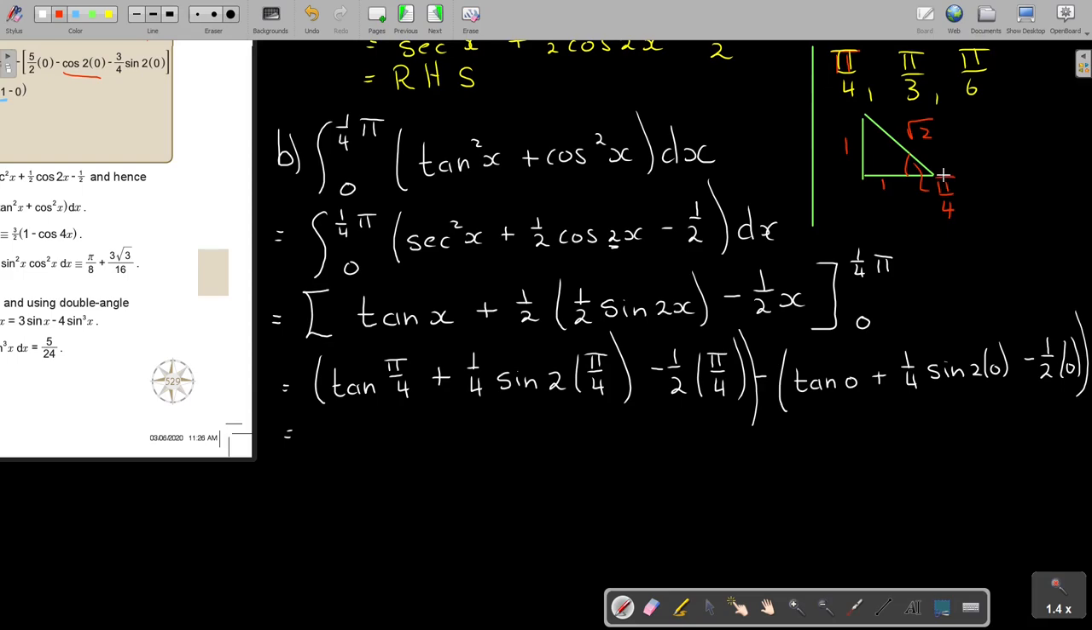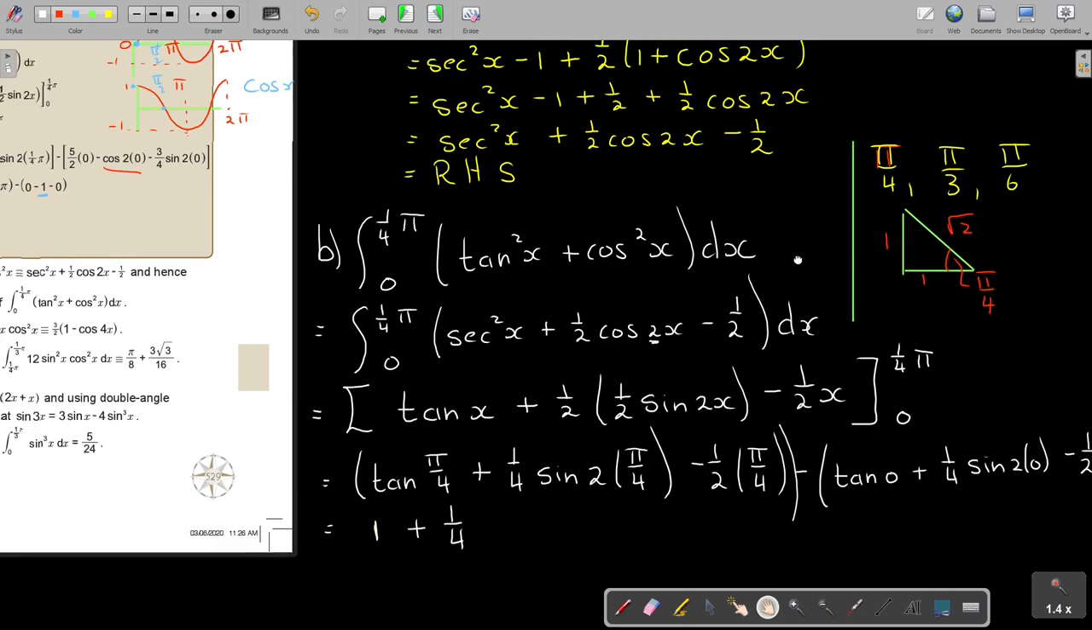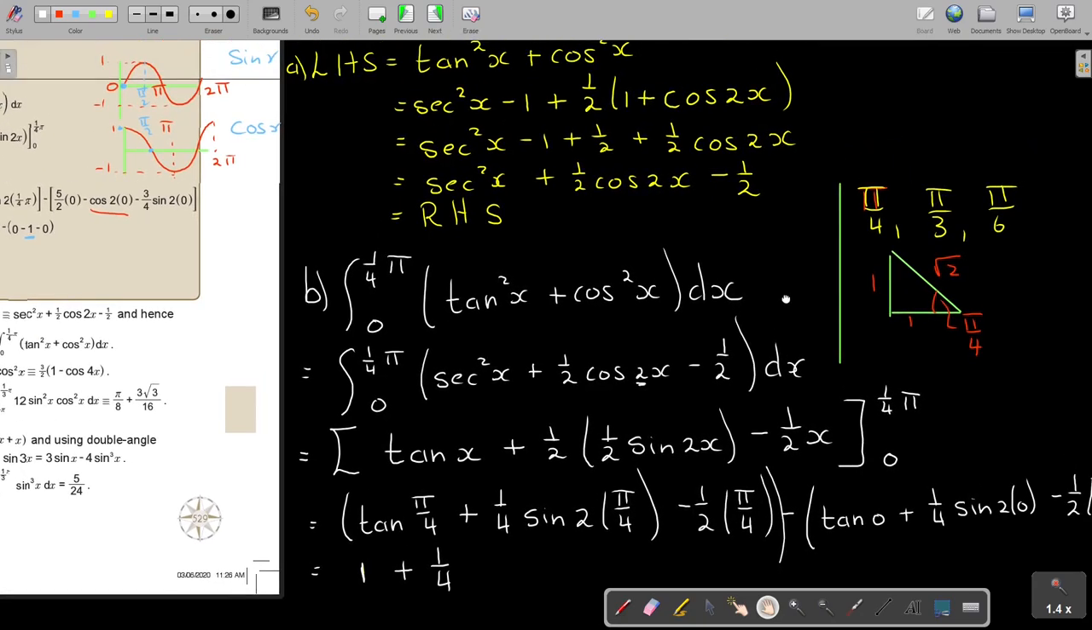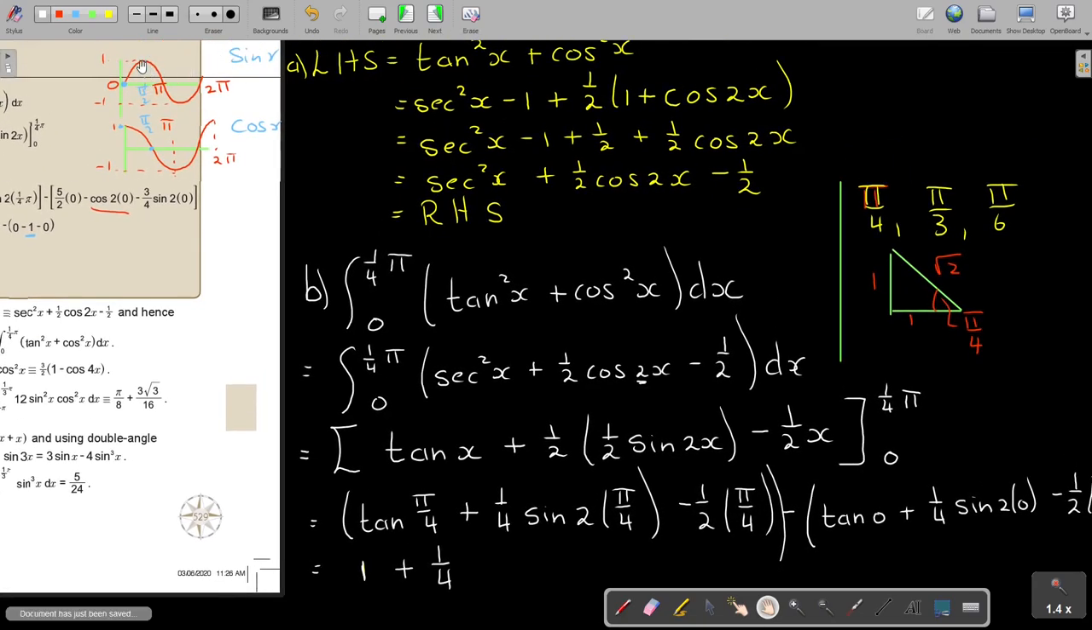So tan π over 4 is going to be just 1. Plus, but now be careful. This is sin 2 times π over 4, so it's a half π, which is π over 2. Then I just go to my graphs. Now where is sin? Can you remember? I did it here. There is sin π over 2, so that is just going to be 1.